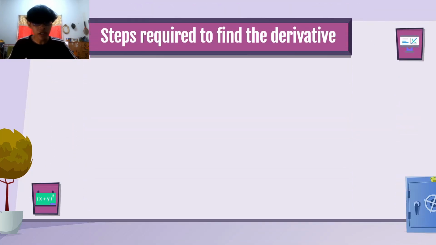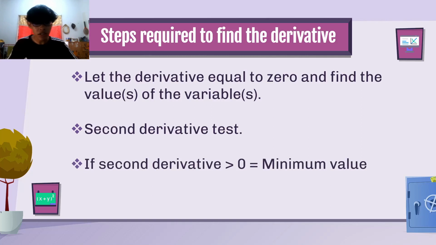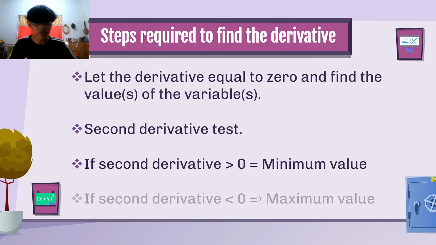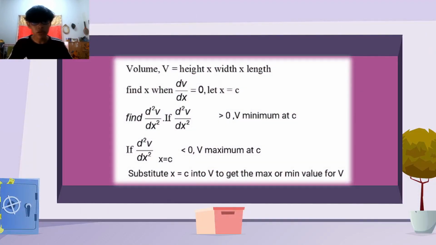Steps required to find the derivative. First, let the derivative equal 0 and find the value of the variable. Do the second derivative test. If the second derivative test value is more than 0, that is a minimum value. And if the second derivative test value is less than 0, that is a maximum value. This is an example of the formula on how we use and apply maximum and minimum.